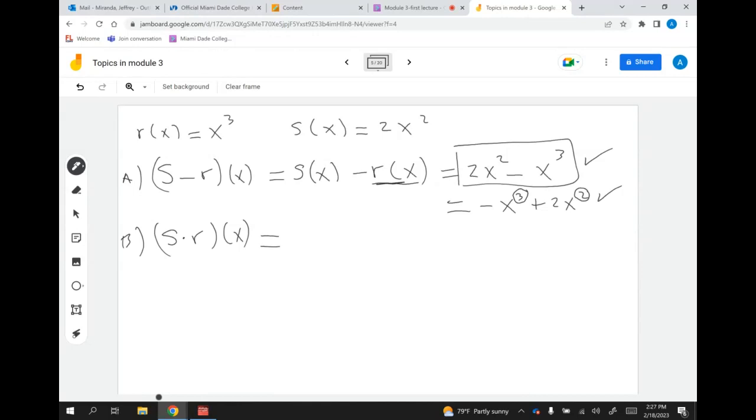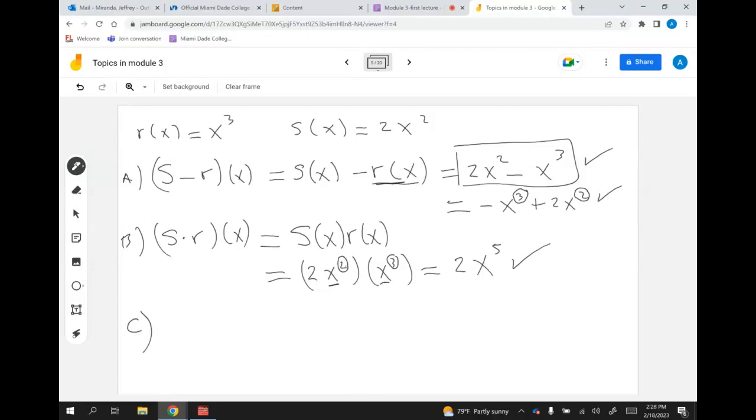So what is this defined as? This is defined as S of X times R of X. So this will be 2x squared times x cubed. What is my answer there? Well, it will be 2x, and the question is, what is my new exponent? We have the same base, we're multiplying, that implies that I'm going to add the exponents. 2 plus 3 is 5. And you're done. That's all you have to do.